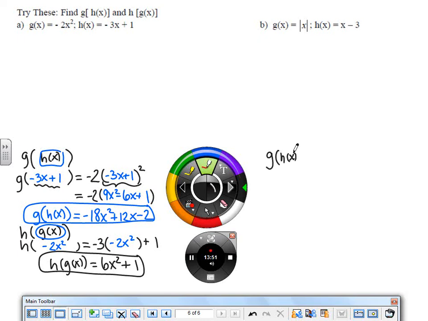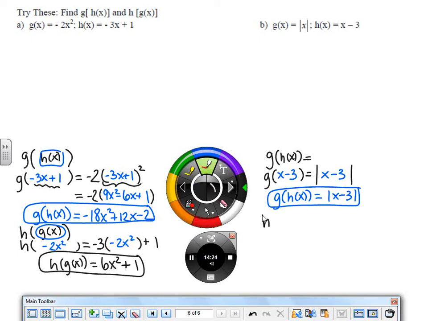So g of h of x. Again, remember that means we're going to take g of, and we're going to plug something in for g. And in this case, h of x is x minus 3. And what the g of x function looks like is just the absolute value of x. So it has an absolute value around whatever you plug in for x. And then we're going to go ahead and plug in what it said to plug in for x. That can't be simplified at all. So our final answer is that g of h of x is equal to the absolute value of x minus 3.